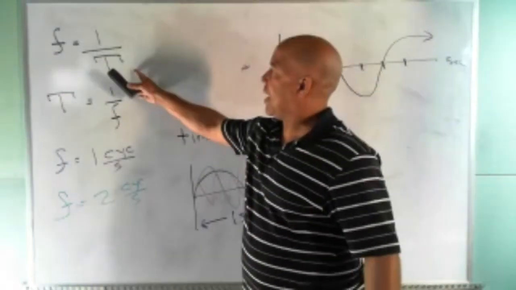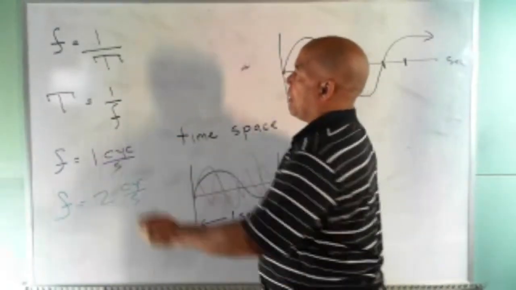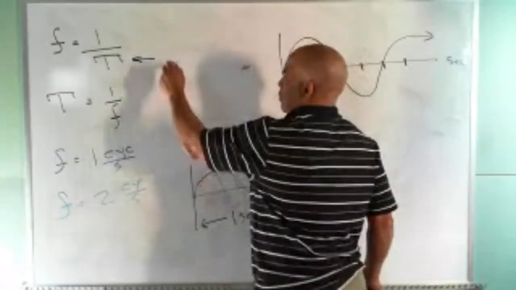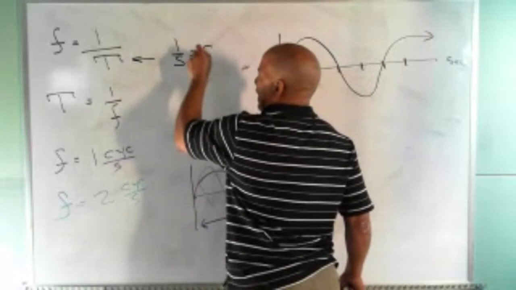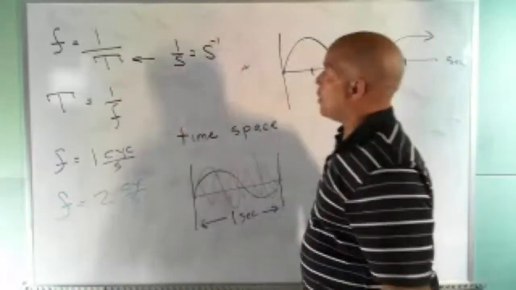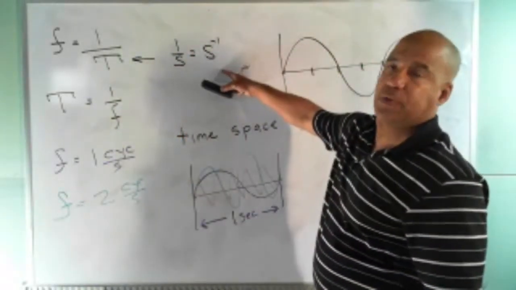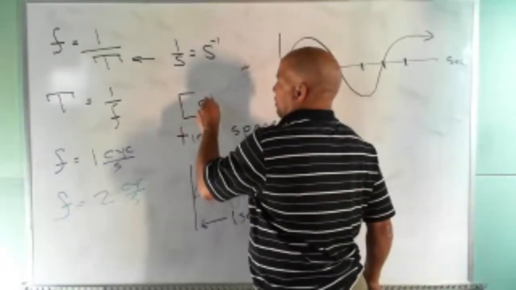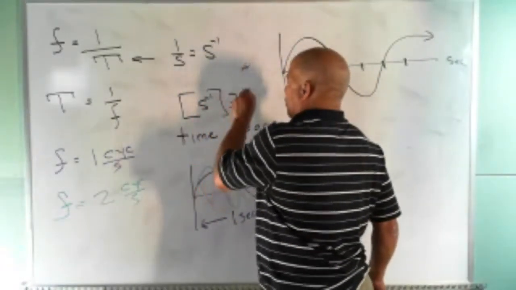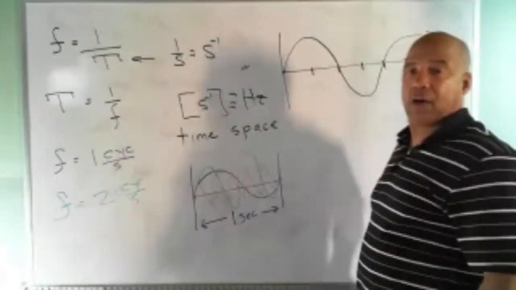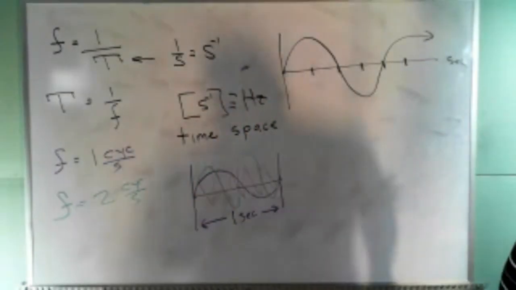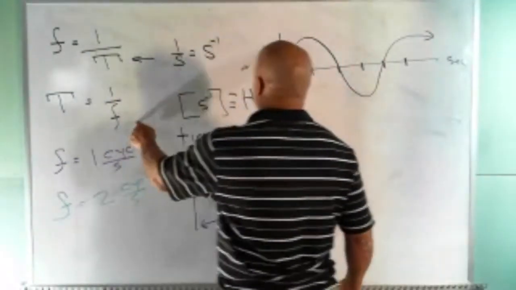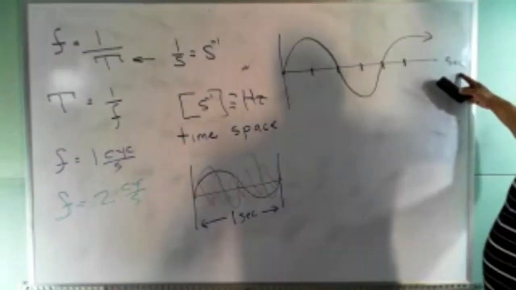Now, this is interesting because, remember, this thing right here is measured in seconds. So this will be 1 over seconds, which you can write like seconds to the minus 1. So remember I said the frequency is cycles per second? Frequency also has a unit of an inverse second. So an inverse second is also equal to a hertz. A hertz is equal to an inverse second.